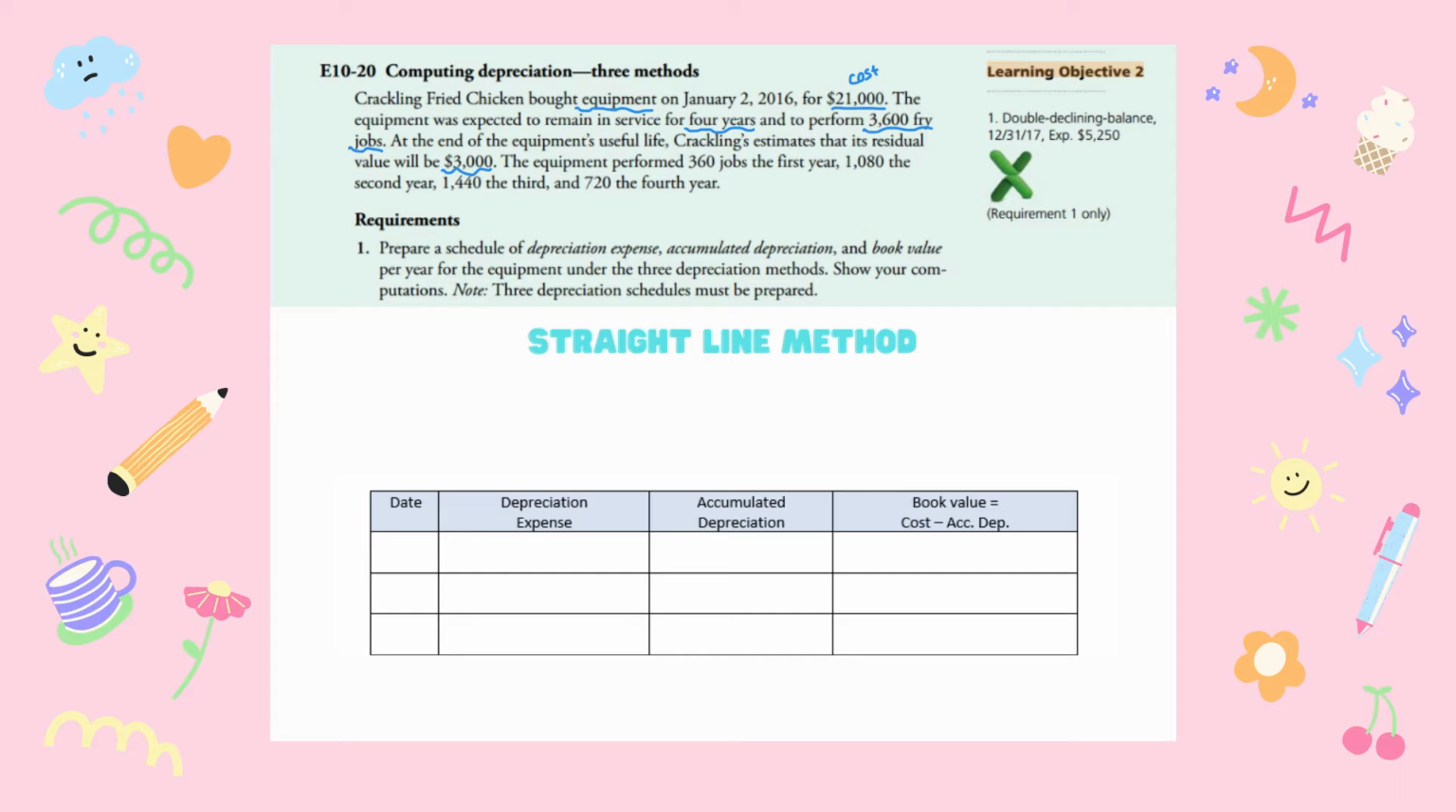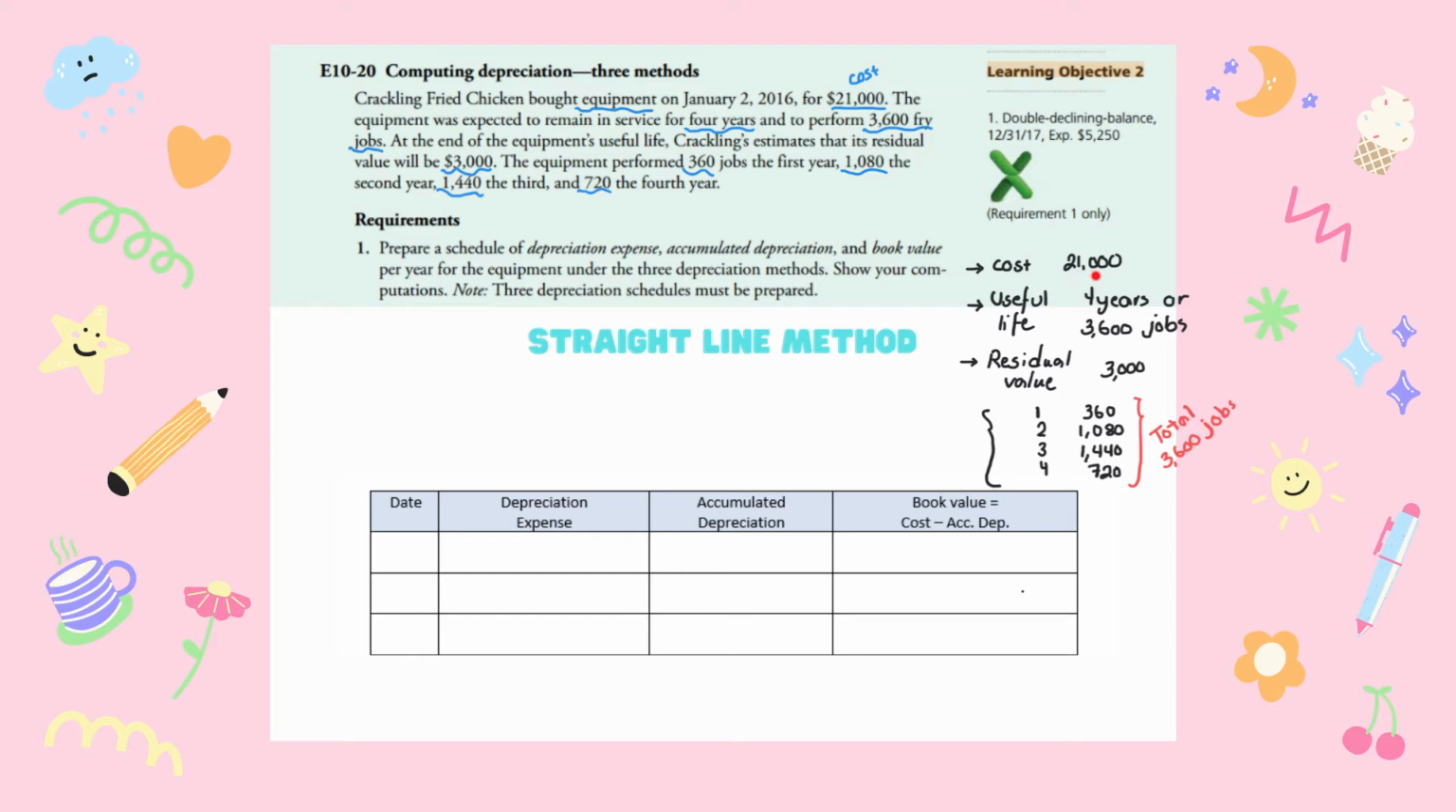The equipment performed 360 jobs the first year, 1,080 the second, 1,440 the third, and 720 the fourth. Okay, so I'm gonna write the given information down. So the cost is 21,000, useful life 4 years or 3,600 fry jobs, residual value is 3,000, and the jobs will be as follows. In the first year 360, in the second year 1,080, in the third year 1,440, in the fourth year it's 720. So the total will be the same as this one, 3,600 jobs.